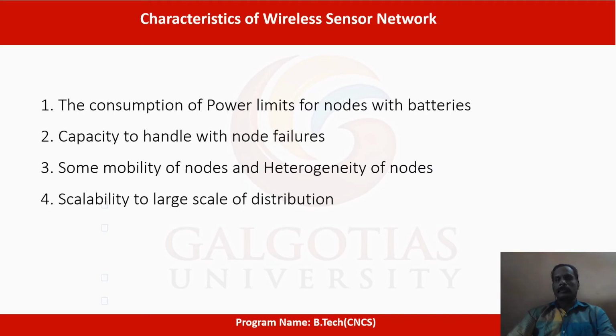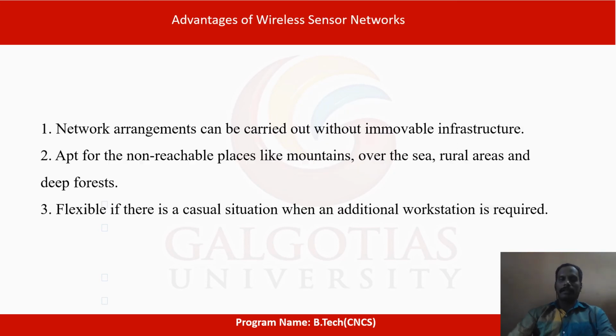Then some of the characteristics of wireless sensor networks. The power consumption is limited for nodes with batteries. They have the capability to handle node failure. There is some mobility of nodes and heterogeneity of nodes. Another characteristic is scalability to large-scale distribution. It is simple to use. It also uses cross-layer design.